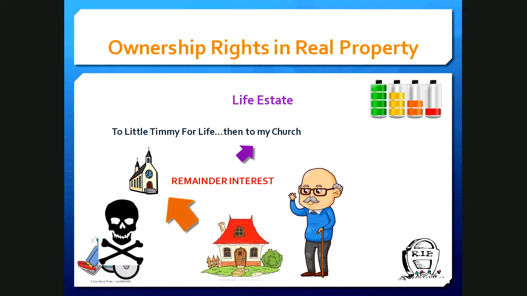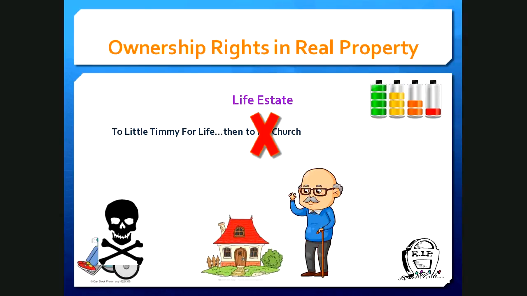They have a future interest in the property that is going to happen when little Timmy dies, because little Timmy's going to die, because we all die. Little Timmy's certainly going to die. And when he does, the church gets the cottage. That's called the remainder interest. So little Timmy getting it for life is the life estate. Church getting it is the remainder interest.